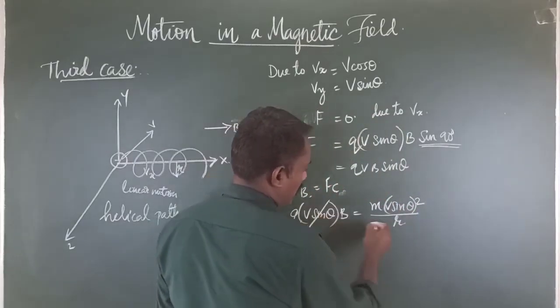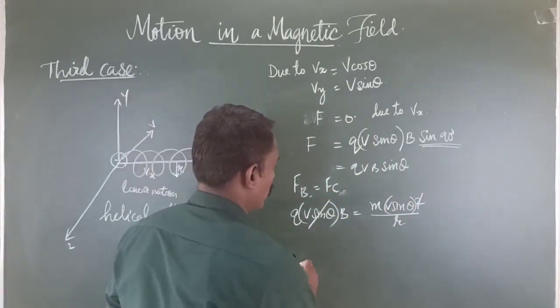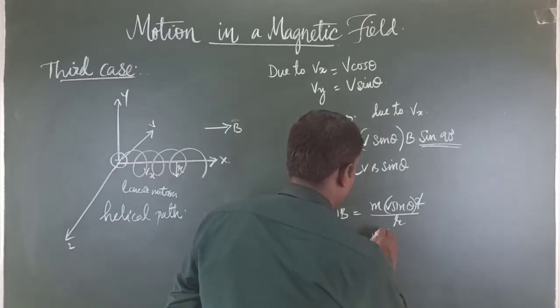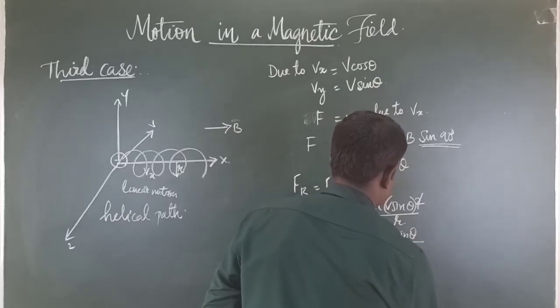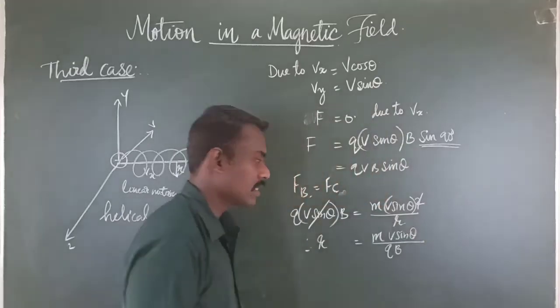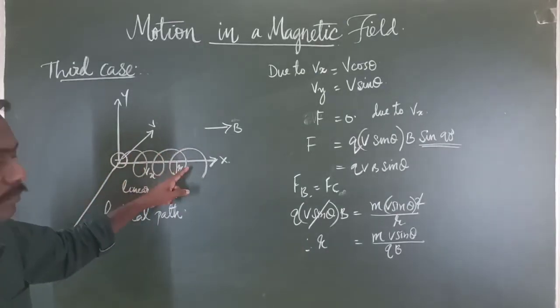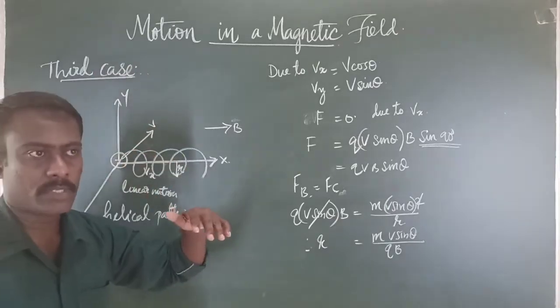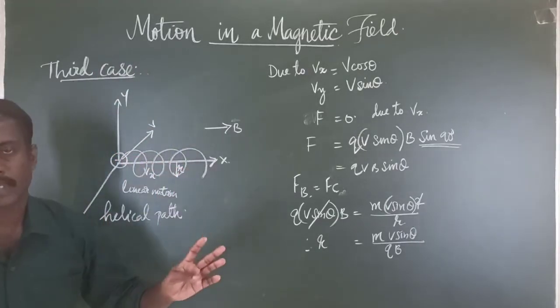So here v sin theta and v sin theta square will be cancelled. Therefore r is equal to m into v sin theta divided by q into B. This is the equation for the radius of the circular path followed by the charged particle when the angle between the magnetic field and the velocity is other than 90 degree.